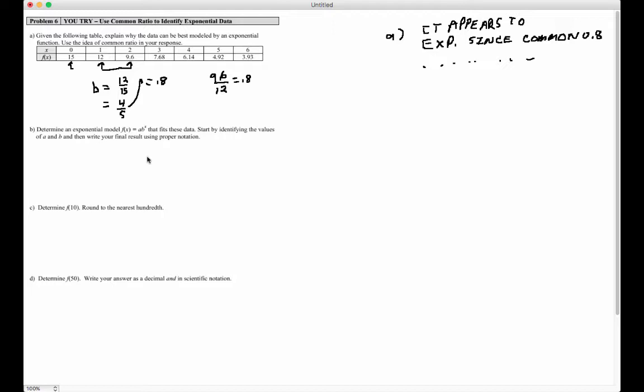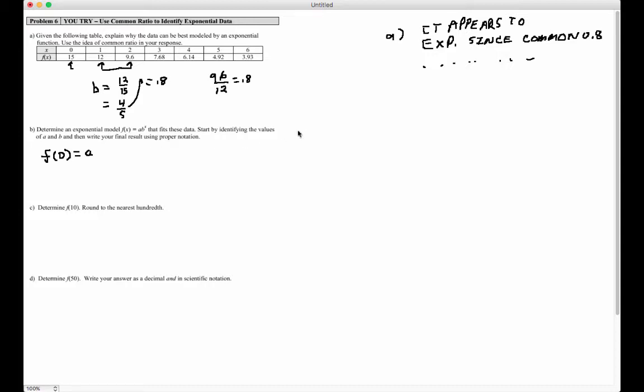Okay, part B. Determine the exponential function f of x equals a b to the x that fits these data. Start by identifying the values of a and b, and then write your final result. Okay, so a is the initial condition. So a is always going to be equal to f of 0. So f of 0 will be equal to a, always.